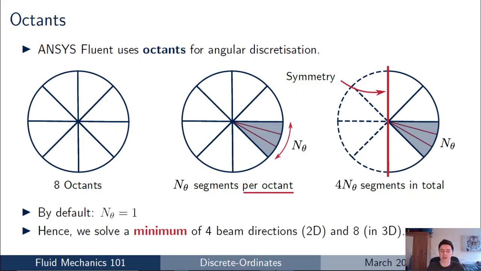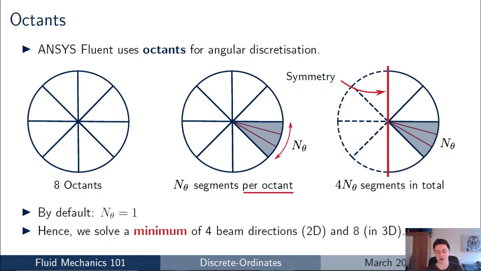So you can see that actually the total number of beam directions that we'd be solving for would be 8 multiplied by the number of segments n theta there. I really wanted to make this point because it's quite easy to think otherwise, that, for example, ANSYS Fluent would only be dividing the full 360 degrees into n theta segments, but actually by default we've already divided the 360 degrees into 8 octants, and we're going to specify n theta segments for each of those octants.